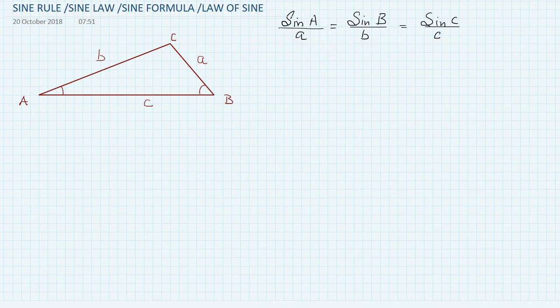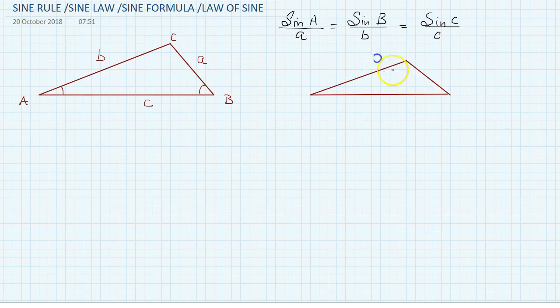Let's take an example. Suppose we have a triangle. I'm making the same triangle ABC. If this side is 7 centimeters and this is 5 centimeters and this angle is 20 degrees, what will be the value of this angle? So we are going to use the sine rule.